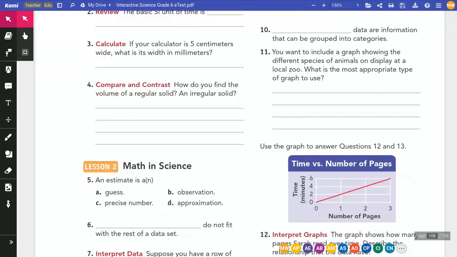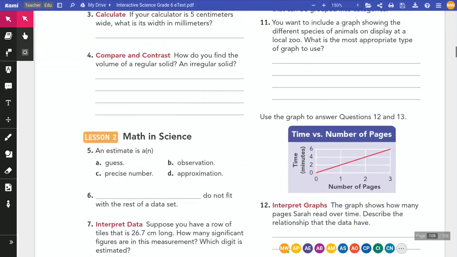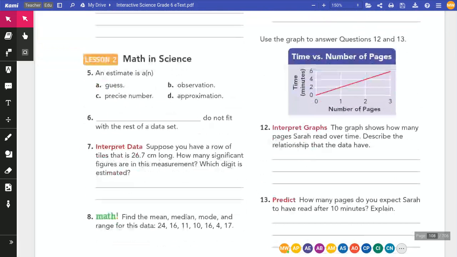11. You want to include a graph showing the different species of animals on display at a local zoo. What is the most appropriate type of graph to use? Use the graph to answer questions 12 and 13.